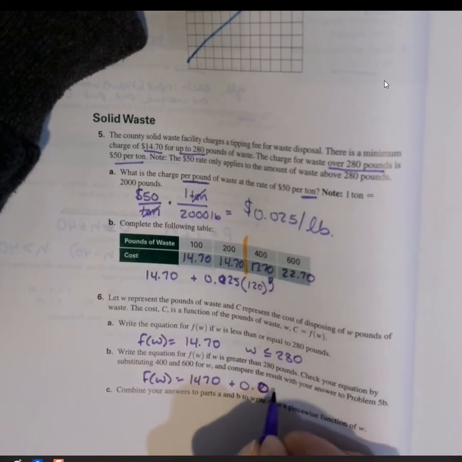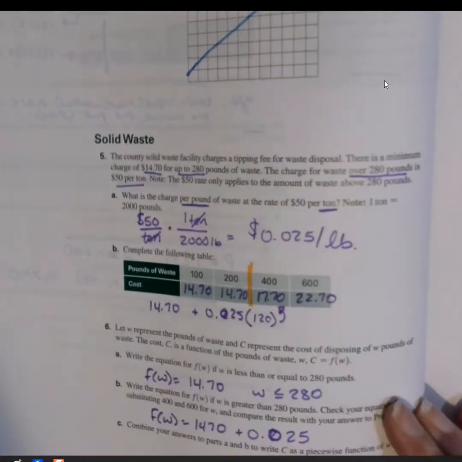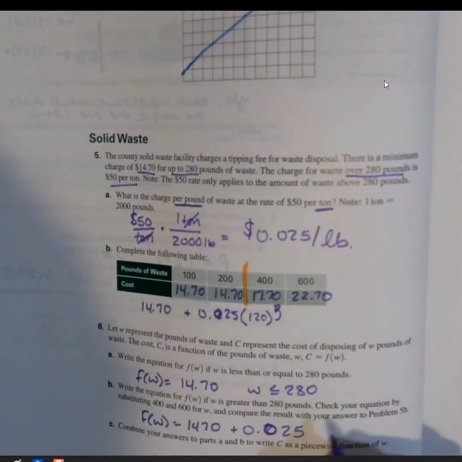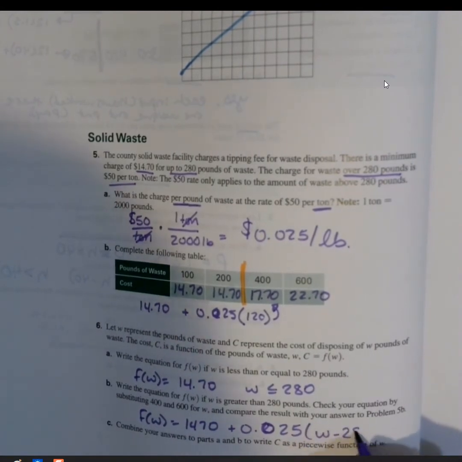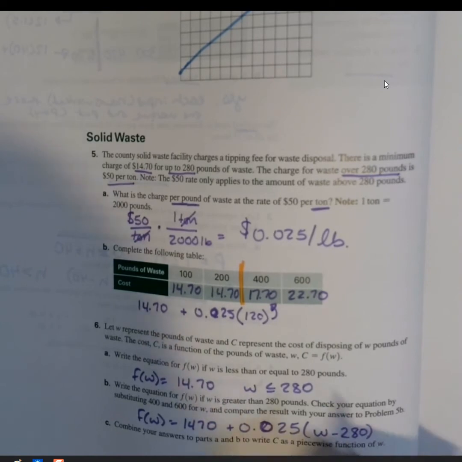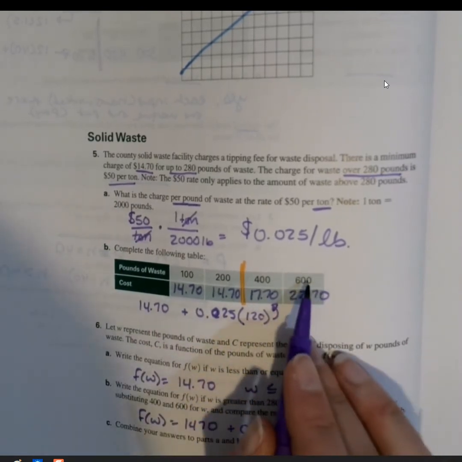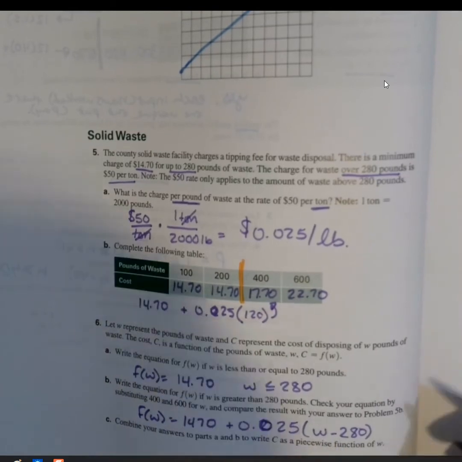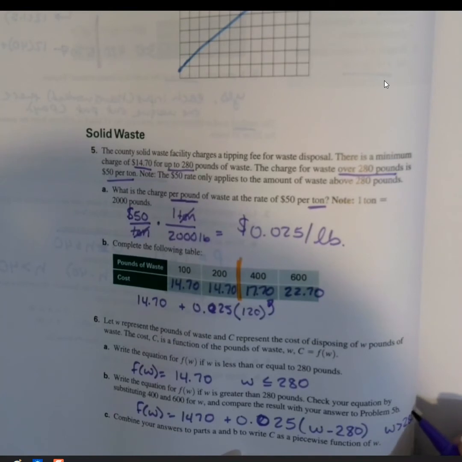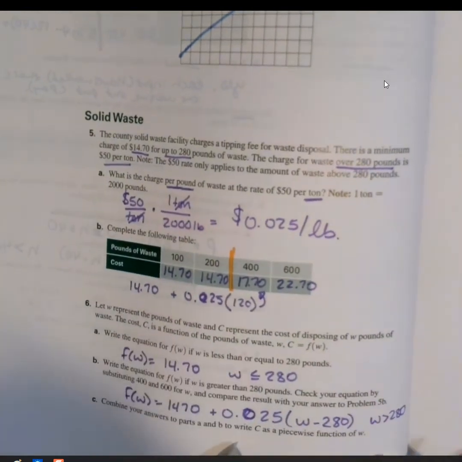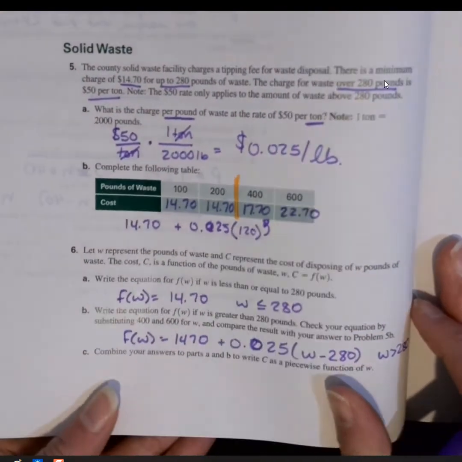Keep forgetting that 0 there, 0.025 times the amount that we have exceeded the 280 by. So our difference between our weight and 280. That's how we calculated the 120 and the 320 for this one. We took our weight, we subtracted off the 280, and we're going to use this if the weight is larger than 280. Now we're going to put those two pieces together to write the piecewise function.